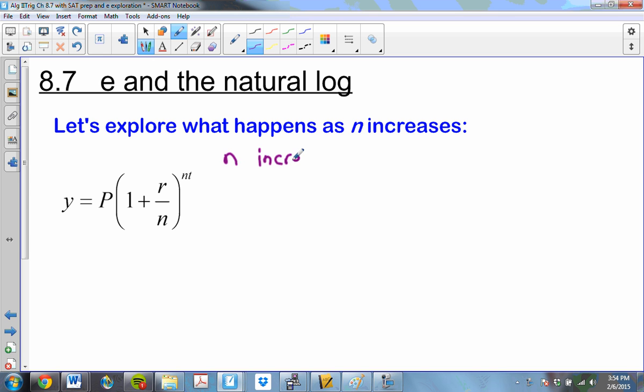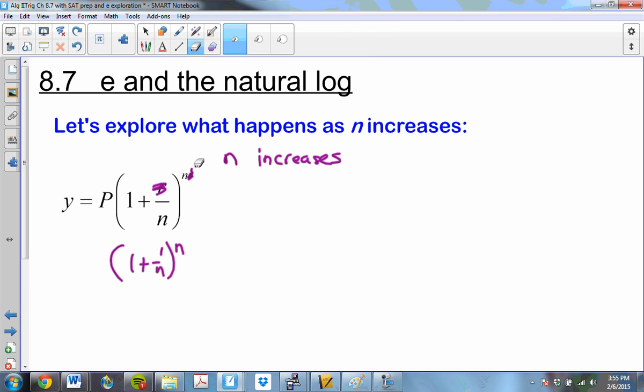I want to explore what happens with this as n increases. We're going to make this number of compounding increase over and over. So this P value I'm going to ignore. I don't want to worry about the starting amount. I'm going to turn this into 1 plus 1 over n to the n. That's all I want to deal with. I don't want to worry about the interest rate or the time. Let's just talk about what happens as n increases and nothing else.